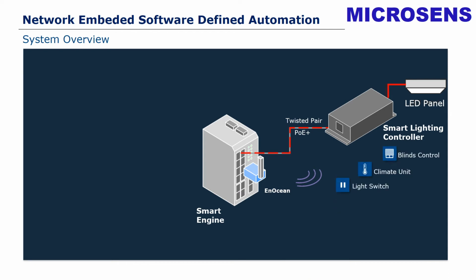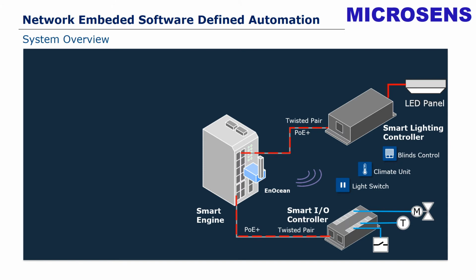For collecting the different sensor signals from the room, like switch buttons, climate units, blind controls and so on, we use a wireless connection via EnOcean. For all devices which cannot be transferred via EnOcean, we have developed the Smart Air Controller. I mentioned this before, and it covers the rest of the conventional sensors and actuators located inside the room.